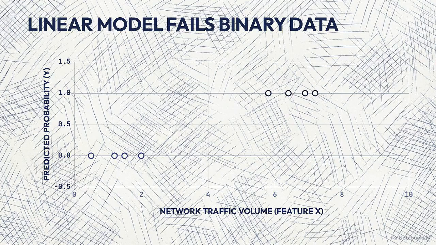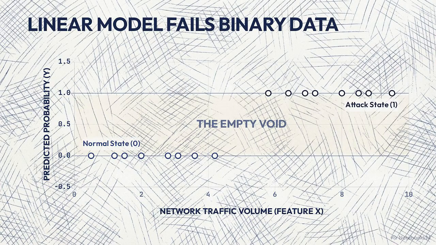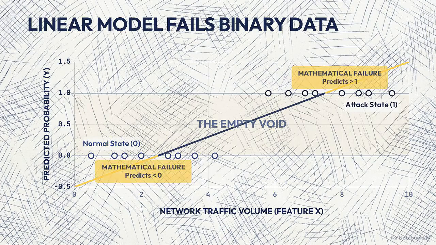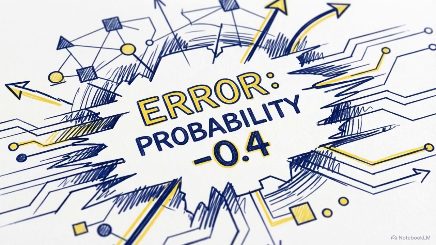Tracking intrusion detection data collapses the y-axis to two states, 0 or 1, leaving the middle empty. Applying a linear model draws a straight line directly through this void. This fails mathematically, as the line extends infinitely, breaking well past the strict boundaries of 0 and 1. This breaks the logic of the system.